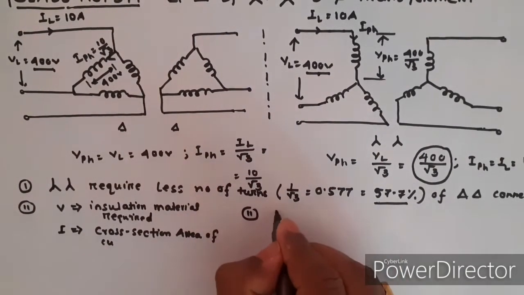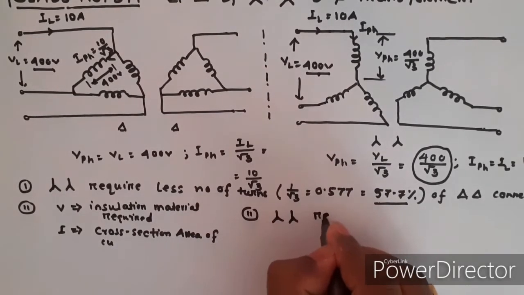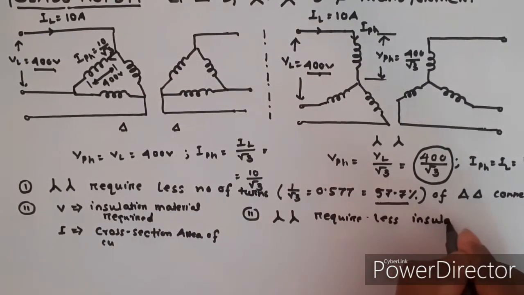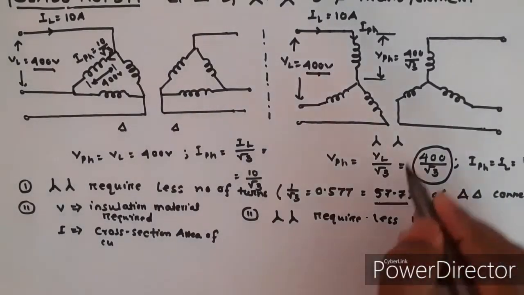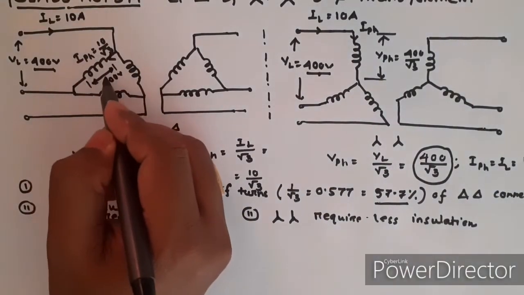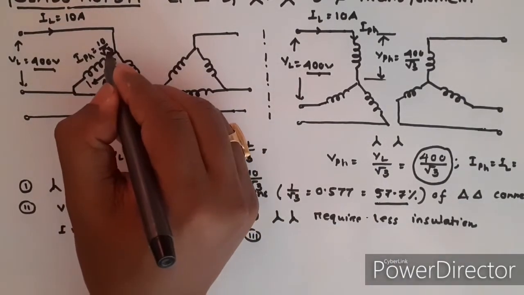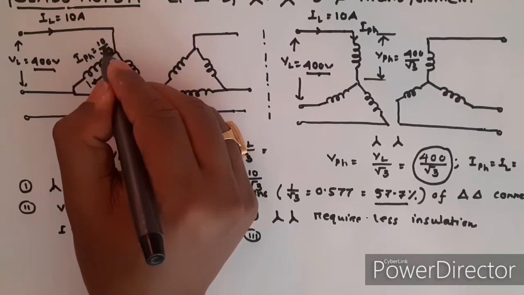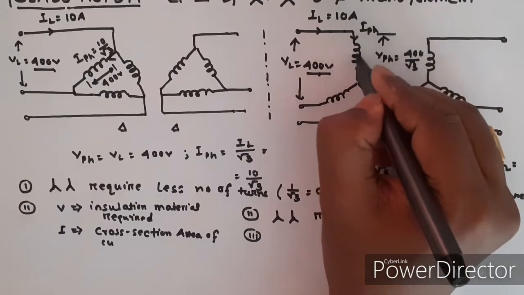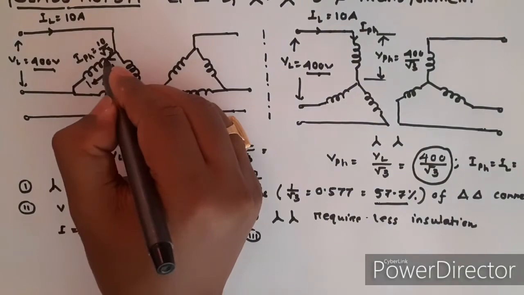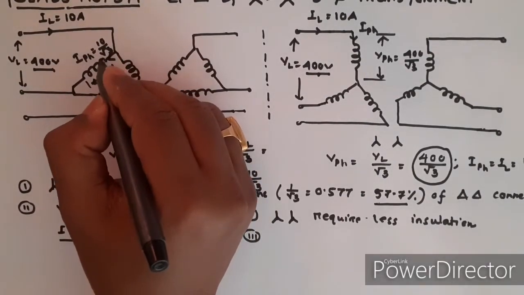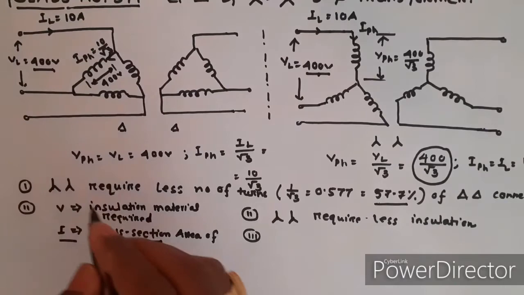Number two, star-star connection requires less insulation, since here the voltage is 400 divided by root 3, but there the phase voltage is 400. Number 3, here the phase current is 10 divided by root 3, but there the phase current is 10 ampere. Therefore, less current will circulate through the phase in delta-delta. The more the current, the more the cross-section area. Therefore, in delta-delta connection, less cross-section of copper material is required.